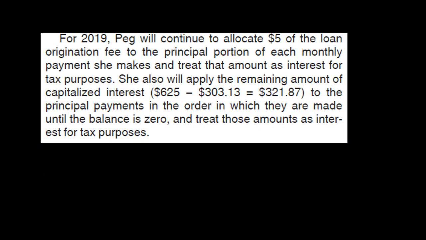For 2019, Peg will continue to allocate $5 of the loan origination fee to the principal portion of each monthly payment she makes, and treat that amount as interest for tax purposes. She also will apply the remaining amount of the capitalized interest to the principal payments in the order in which they were made until the balance is zero, and treat those amounts as interest for tax purposes.